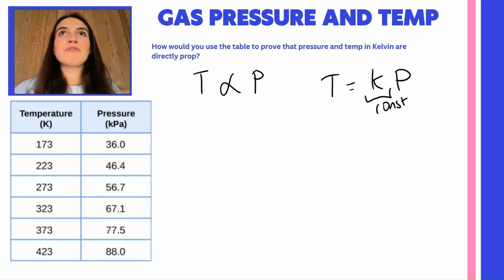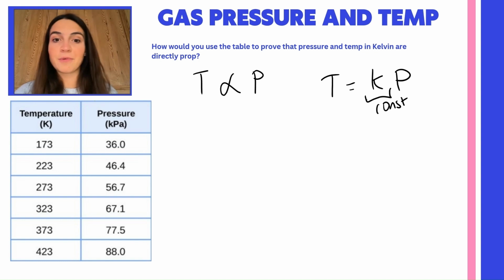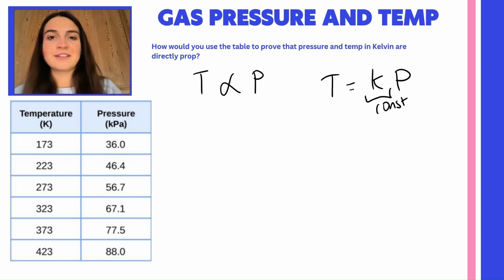And another way of writing that that's going to be helpful to us is temperature is equal to some constant, which I'm calling K, multiplied by pressure. So that's what I'm trying to prove. If I can prove that every time I take a temperature and its respective pressure, they are related via this constant K, and that constant remains the same throughout my table, then I can prove these two things are directly proportional.